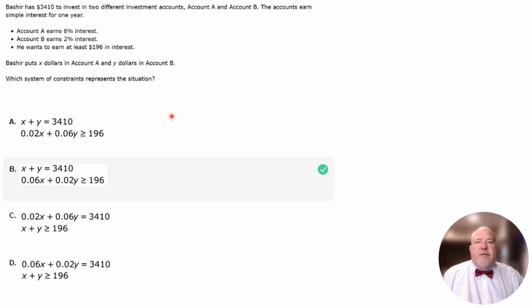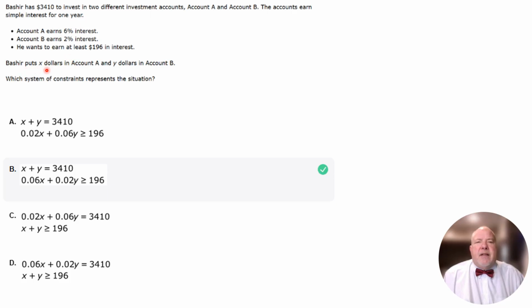So let's start with the first part, which I think is the easiest part, which is really this first sentence. So it says Bashir has $3,410 to invest in two different investment accounts, account A and account B. The accounts earn simple interest for 1 year. So that's important. Simple interest, and the fact that it's 1 year makes this a lot easier. So for simple interest, all you're doing is multiplying the percentage times how much is in the account. And then you're multiplying that by the number of years, but in this case, it's just one.